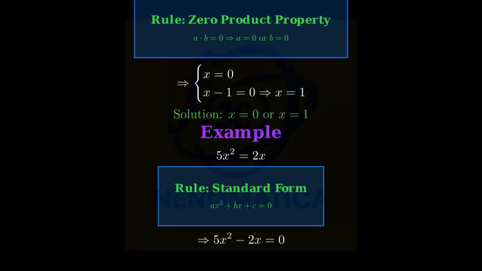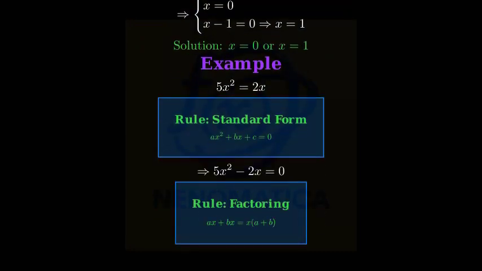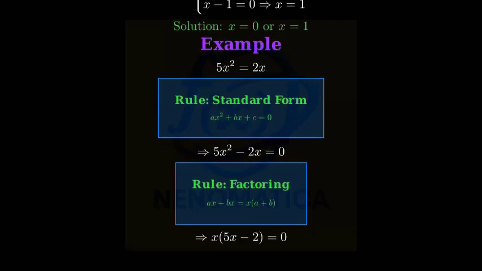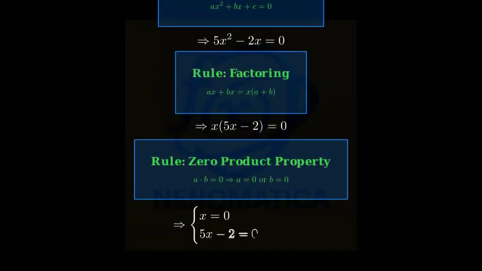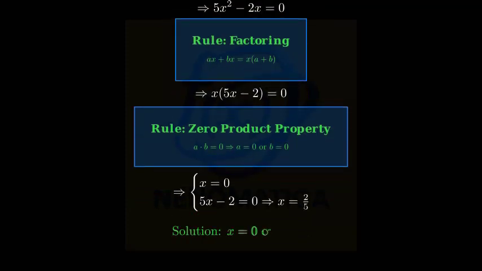Next, we can factor out the common term x from the equation. This gives us x times 5x minus 2 equals 0. Now, we can use the zero product property again. Either x equals 0 or 5x minus 2 equals 0. If 5x minus 2 equals 0, then 5x equals 2, and x equals 2 over 5. So, our solution set for the second equation is x equals 0 or x equals 2 over 5.